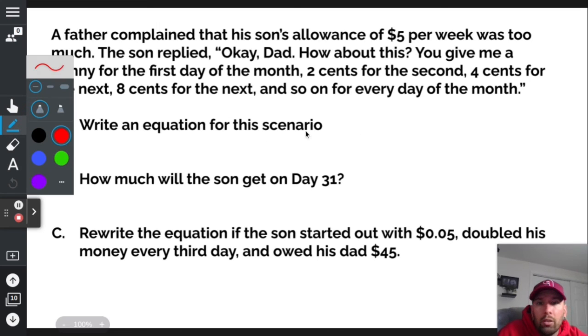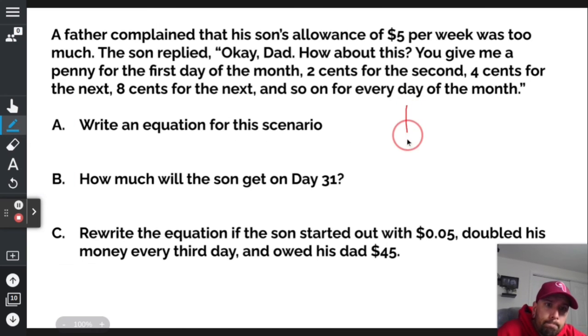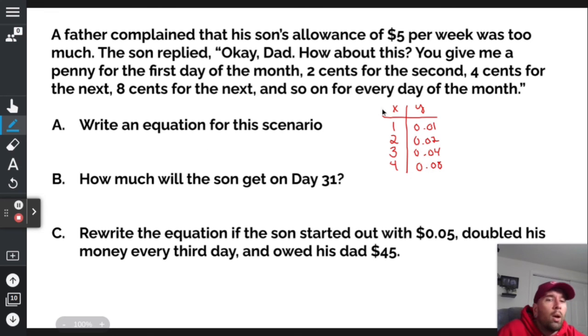What I'm going to do is make a small table. And we're going to do X and Y. And on day 1, you gave that kid, what was it? A penny. And then let's double it. And then 4 cents the next, 8 cents the next. So let's pretend I didn't say double it. Let's pretend that I have no clue what's going on. Although I do know it's exponential. But let's just write that out. 8 cents for the next. And every day for the rest of the month, find an equation for this scenario.